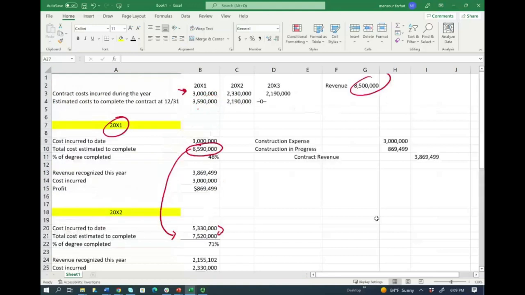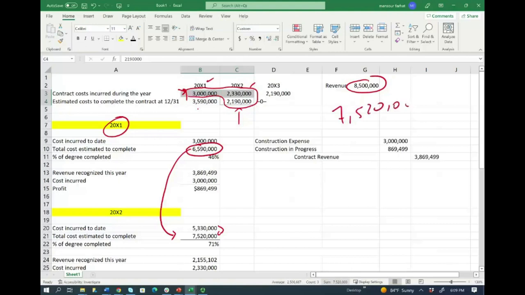Well, let's see. My project is $8.5 million in revenue. And if I compute all my current cost and future cost, which is cost in year one, cost in year two, and my estimated cost in year three, let's just add them up to tell you how much they will be. If I sum those, they sum up to $7,520,000. So what does that mean? It means although I am incurring a loss in year two, that's fine, but overall the project is still profitable. Not as profitable as I thought initially, but still profitable.